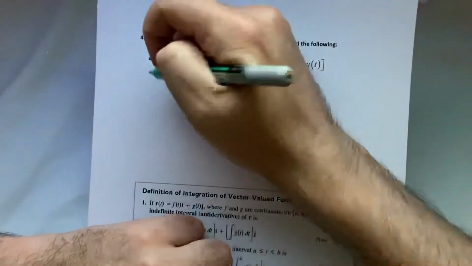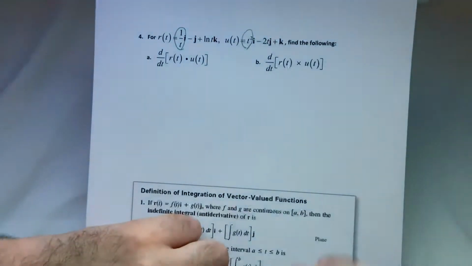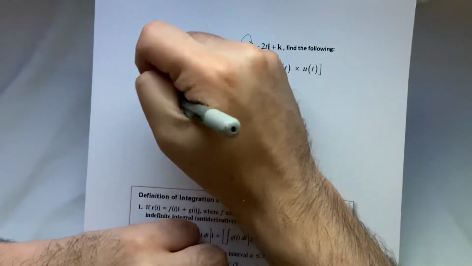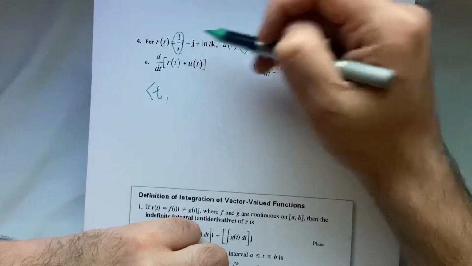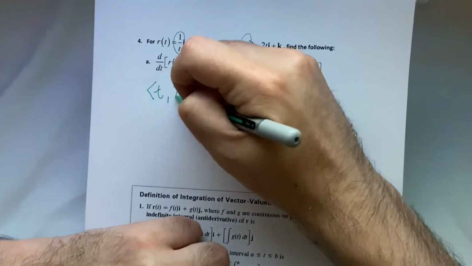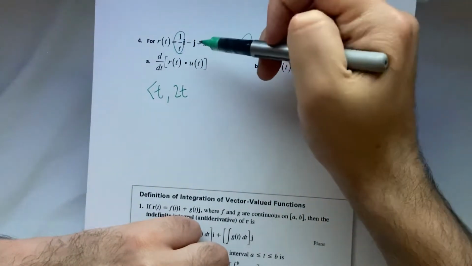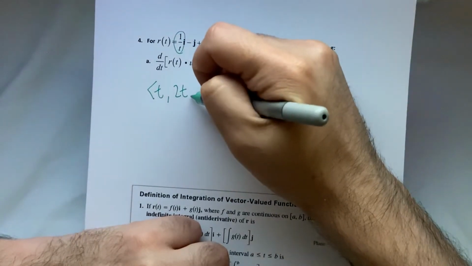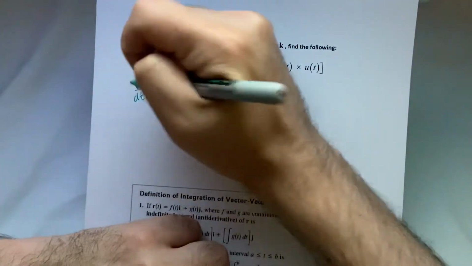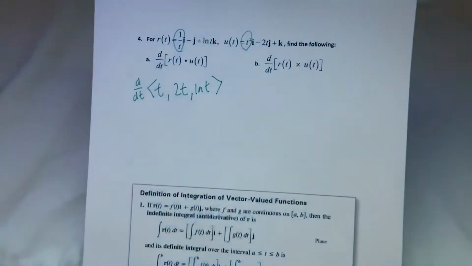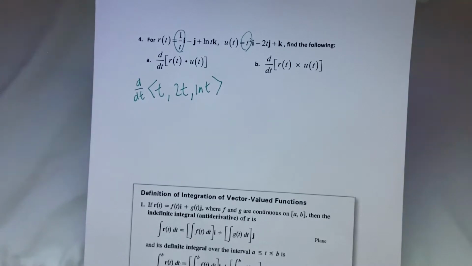So let's do the dot product here. So dot product, I'm multiplying components. 1 over t times t squared is just t. Negative 1 times negative 2t is 2t. ln of t times 1 is ln of t. And I need to take the derivative of that. Okay, so we have t, 2t, and ln of t.